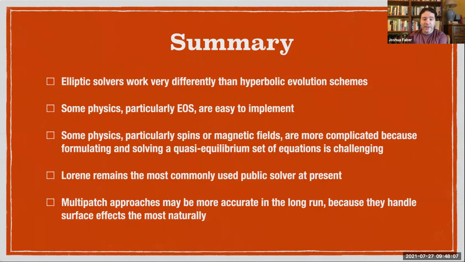Lorene certainly remains the most commonly used publicly available solver at present. It's out there. We're involved at RIT in a project to add some documentation and allow more people to use it. We've also got an initial data library that we're trying to release, so that you can both use data that's already been generated, as well as in fairly short order, generate your own if you want to try different parameters or different equations of state or who knows what.